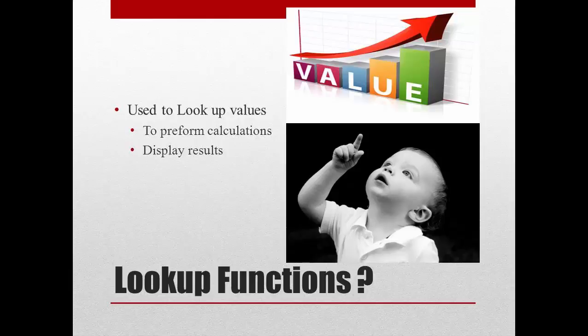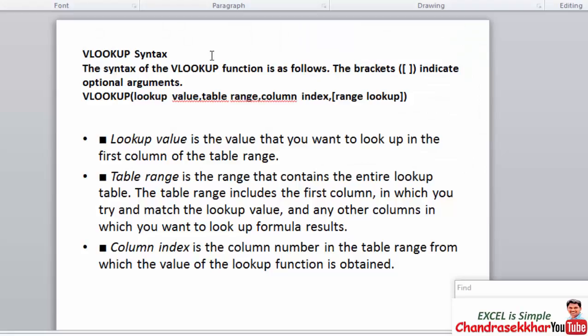Hello viewers, in this tutorial I am going to explain the VLOOKUP and HLOOKUP functions in depth and how we will implement these functions on worksheets and workbooks. Let us see. This is the syntax format of VLOOKUP. VLOOKUP means vertical lookup. We will look up the values vertically. Similarly, we have HLOOKUP also. HLOOKUP is used to search the values or data in a horizontal manner.